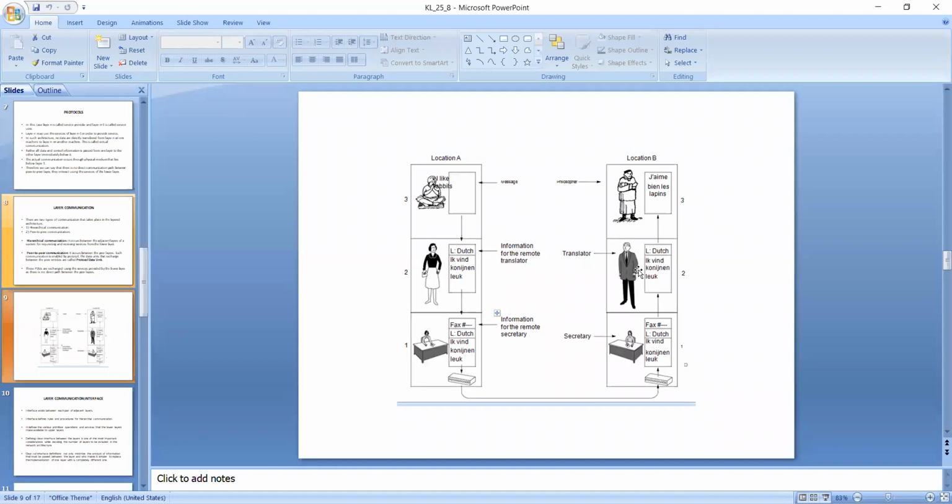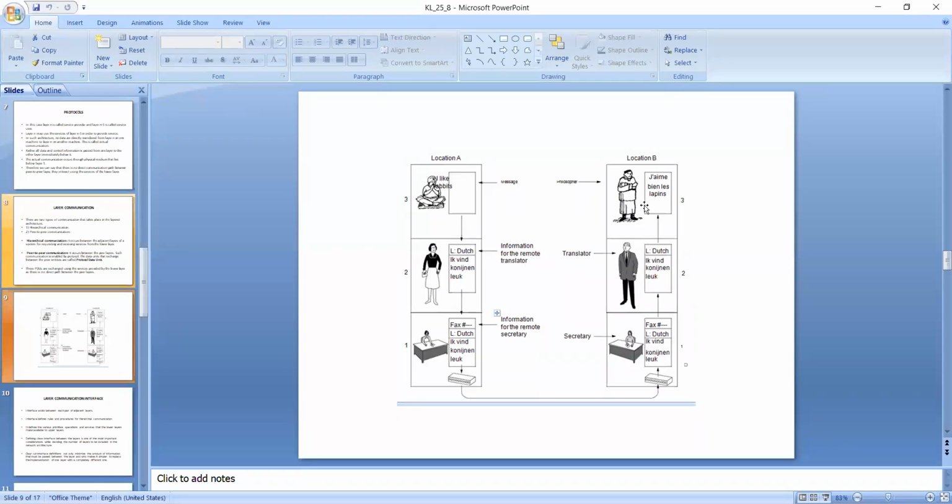There is one common language for both of these translators, that is Dutch. So "I like rabbits" is converted into a sentence in Dutch, and the translator sends that information to the secretary in layer 1 through a fax machine. The secretary sends that message through the physical medium to layer 1 in location B. The secretary there receives the message in Dutch and sends it to the translator, who translates the Dutch message into French and transmits it to the philosopher in layer 3.